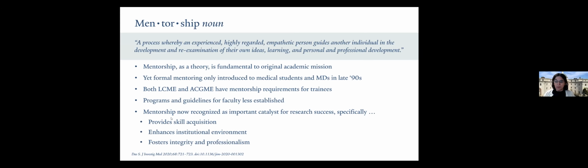But it is recognized as an important catalyst for research success. I think of skill acquisition, learning techniques. If you are at the bench, sometimes it is learning genomic skills. If it's health services research, maybe understanding how you collate big data and combine it with other things. So there's skill acquisition. I think mentors also help you in the institutional environment, connecting and making the nodes not only for them, but also for you. And then also, an important but poorly understood thing is that they teach you about research integrity and professionalism and what we consider our mission.